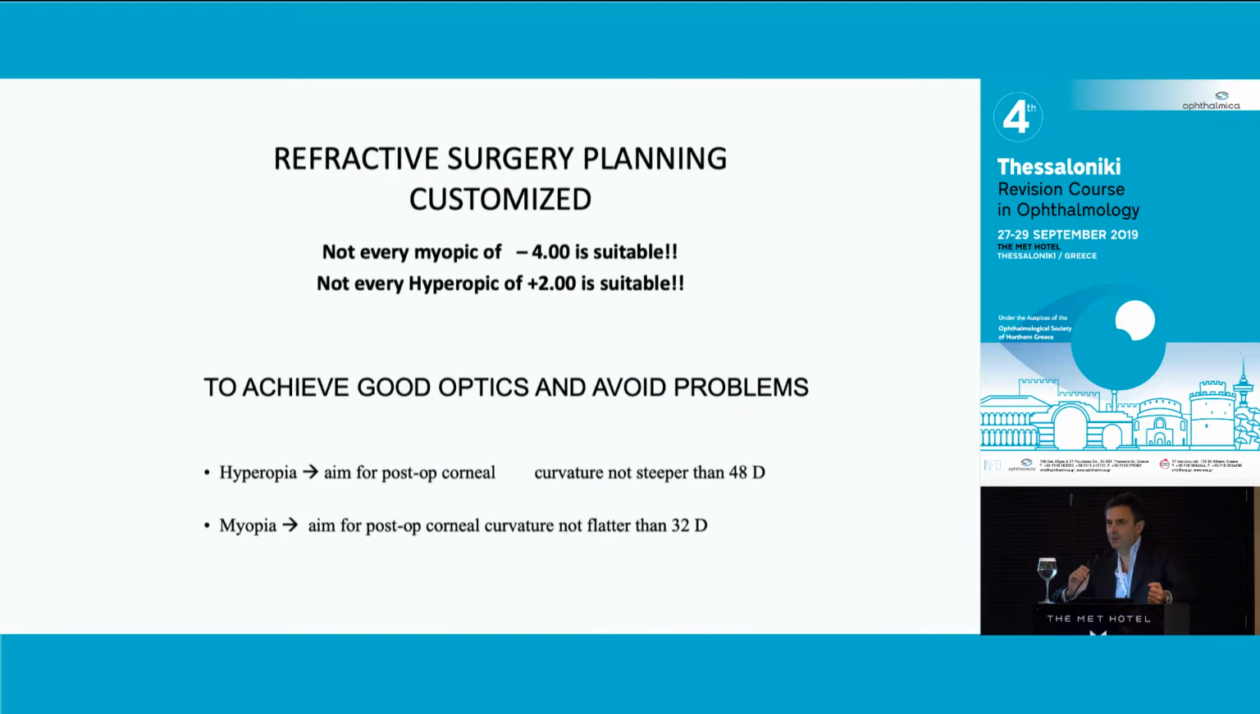Customized planning is not simply saying, oh, you're -4, you can have the surgery, or +2 is easy. No, it is not, because you need to look at the eye as a whole and take into account especially the curvature. With myopia, we flatten the cornea. With hyperopia, we steepen the cornea.